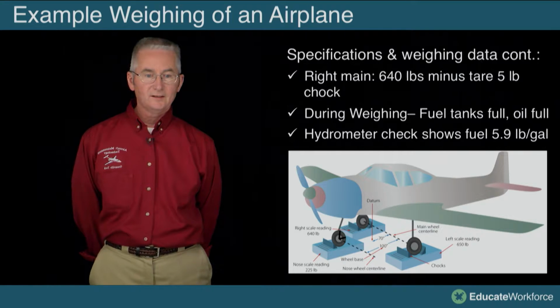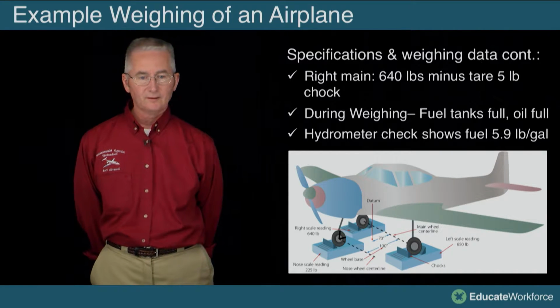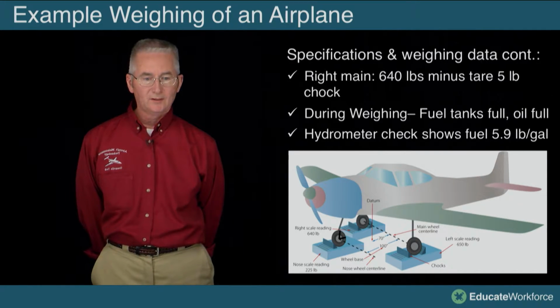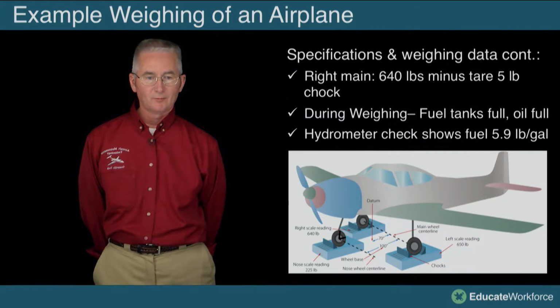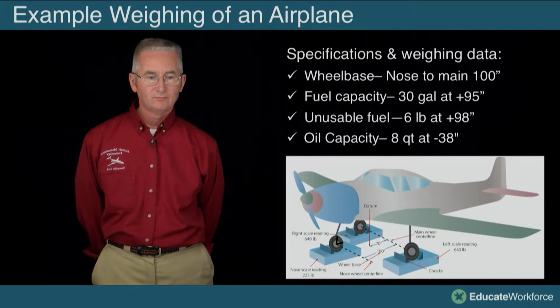So prior to 1978, we'd have to deduct the fuel, 30 gallons at 6 pounds per gallon. And then we would also have to deduct the weight of the oil, depending on how much oil was in there. Remember, we said that was going to be where? Oil capacity, 8 quarts, 2 gallons, 38 inches forward of the datum.